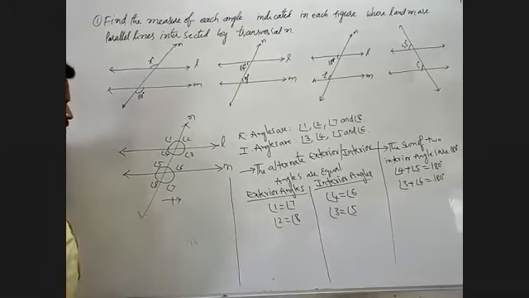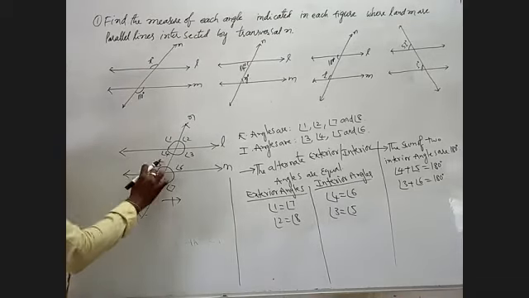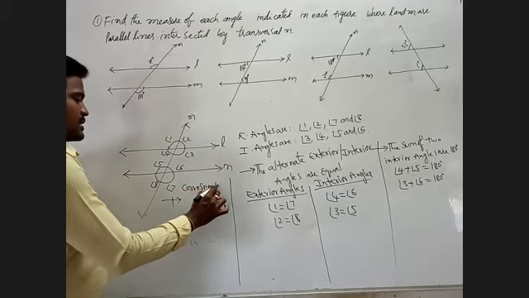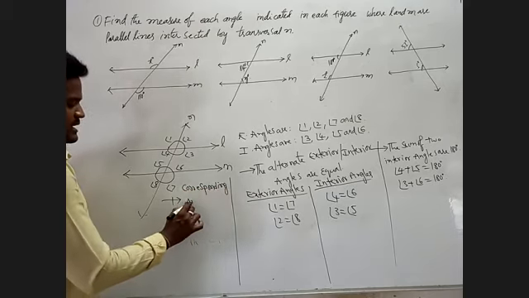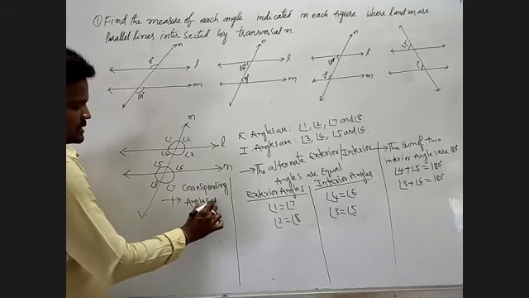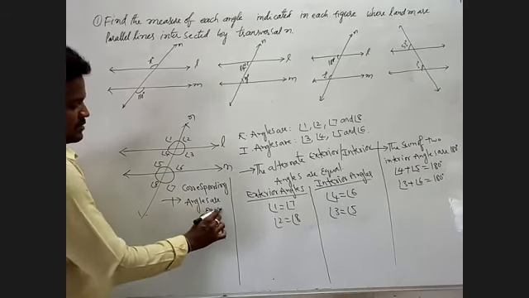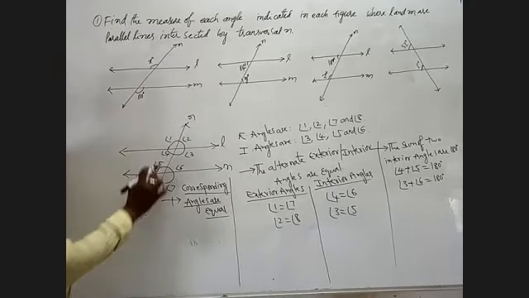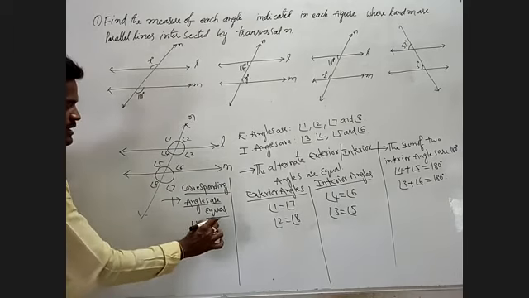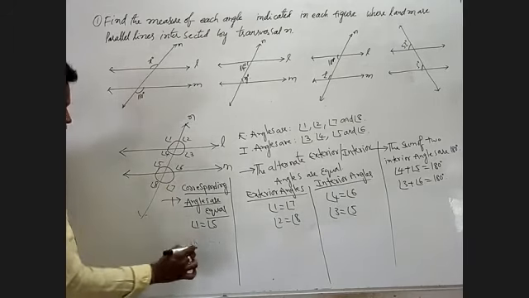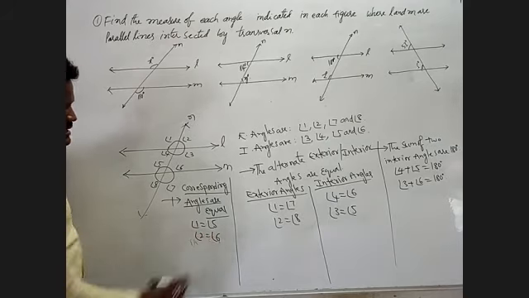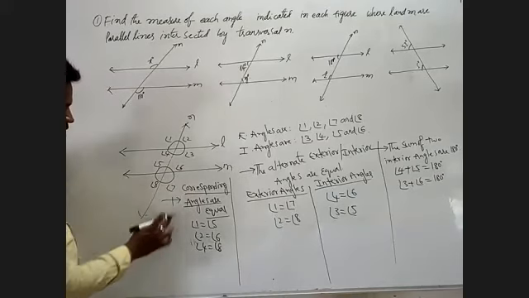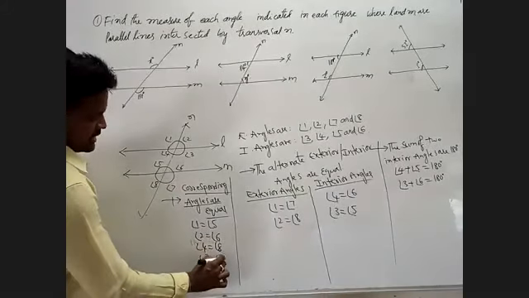After we discuss, we will observe their corresponding angles are equal. Corresponding angles are equal means, that is, we will write angle 1 is equal to angle 5. After that, angle 2 is equal to angle 6. After that, angle 4 is equal to angle 8. After that, angle 3 is equal to angle 7.